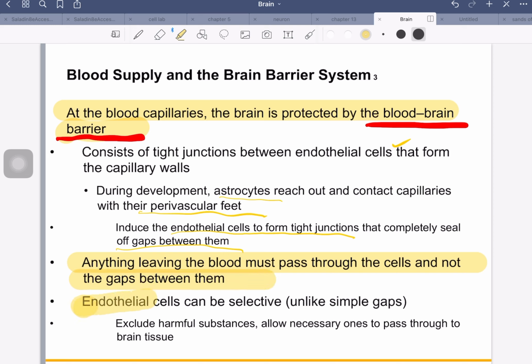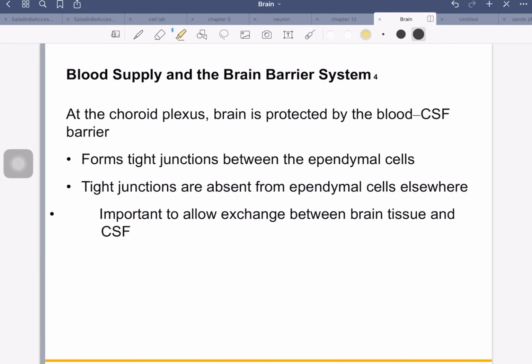This allows the endothelial cells to be selective, unlike if you had simple gaps where, as long as you're small enough and have the right chemical nature, you could go right through. So this hopefully eliminates harmful substances from getting into the brain tissue. Now, the other place where we have to worry about the interaction between blood vessels and potentially brain tissue is the choroid plexus. And remember, this is where we make CSF. The brain is protected by the blood-CSF barrier. And once again, we have tight junctions formed between the ependymal cells.